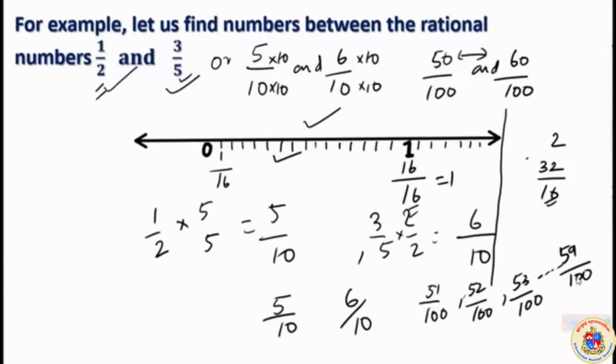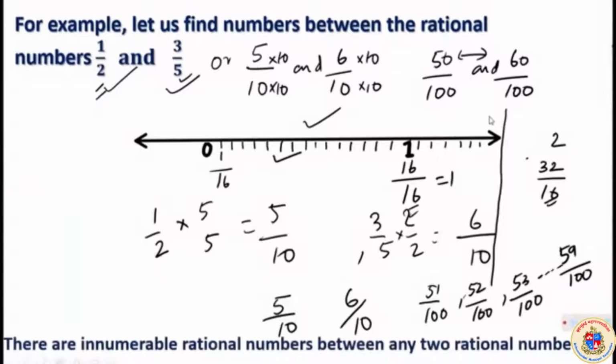Understood? So that is one thing I want to say at this time, how to find out numbers in between two rational numbers. Understood? One second. Innumerable numbers are there in between two rational numbers. What is it? Innumerable numbers are there. Unlimited numbers are possible in between two rational numbers.